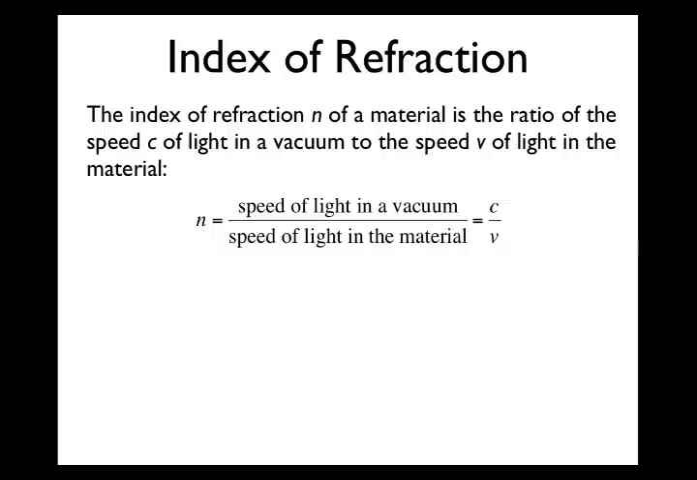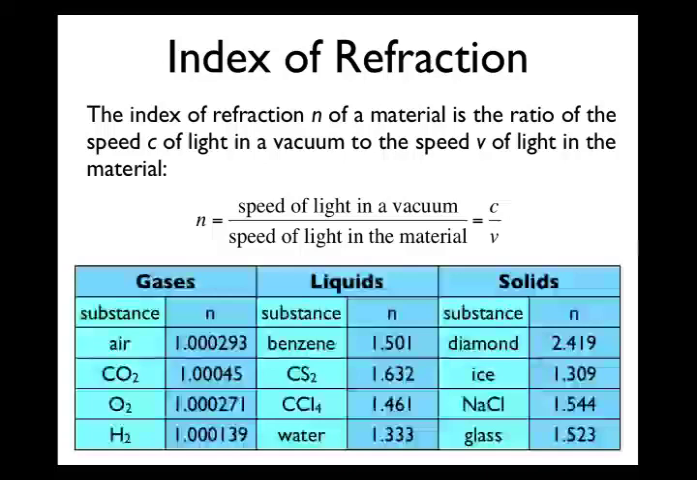So the index of refraction is the speed of light in a vacuum over the speed of light in the material, or c over v. And you can also show that this means it is equal to the ratio of the wavelength of the light in a vacuum to the wavelength of the light in whatever material it is you're studying as well. And here are some indices of refractions for some common materials. Notice that all of the gases have an index of refraction that is very nearly 1.